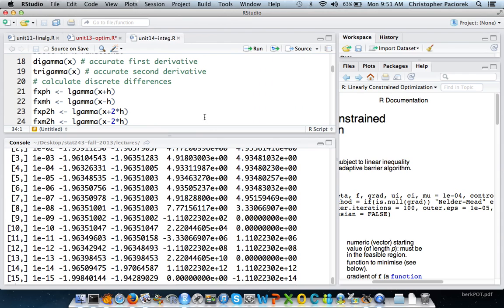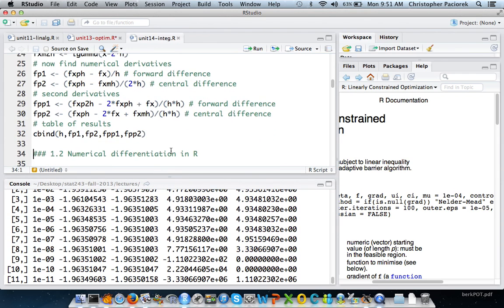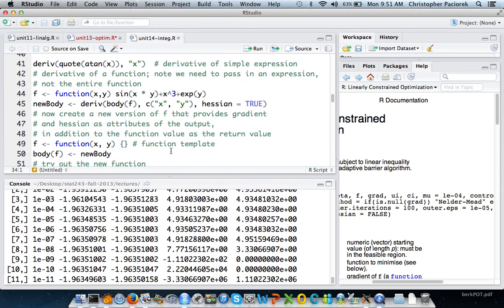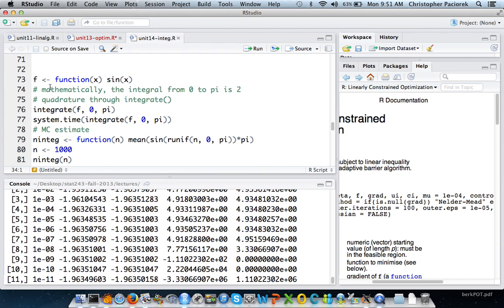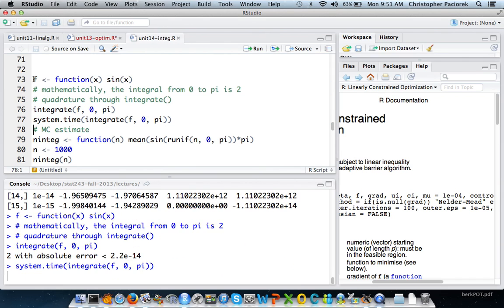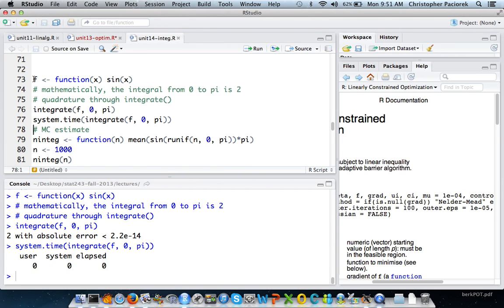Okay, so if I actually do this in R, I can use this method called quadrature, which is implemented in the integrate function. And what does it say? Well, it says that the integral is 2 with an absolute error less than 2 times 10 to the minus 14. So that sounds pretty good.